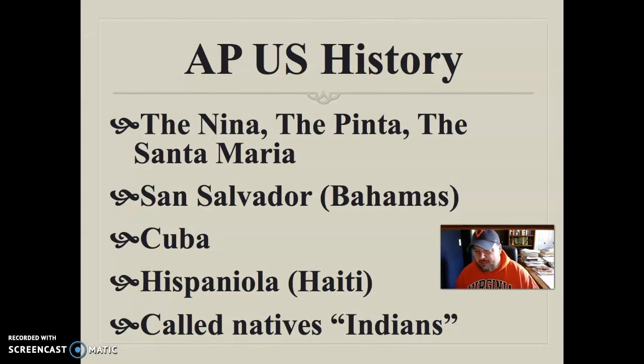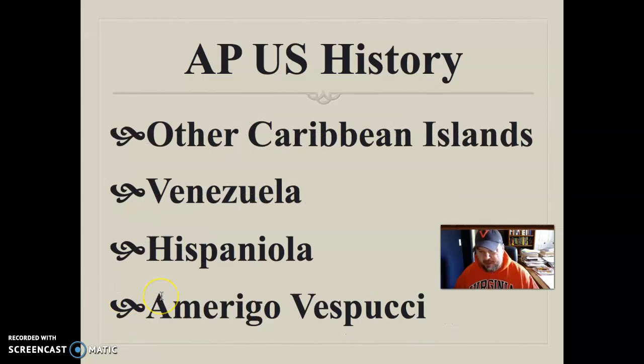But he does see that there's gold and other things to be had there, so they settle in San Salvador. He sails to Cuba, and to what he calls Hispaniola, which is Haiti, and kind of explores there. He calls these native people Indians, so we kind of pick up on that phrase. He sails to a lot of other Caribbean islands. Eventually they make a settlement in Venezuela, and they have a settlement in Hispaniola, which I said is present-day Haiti.